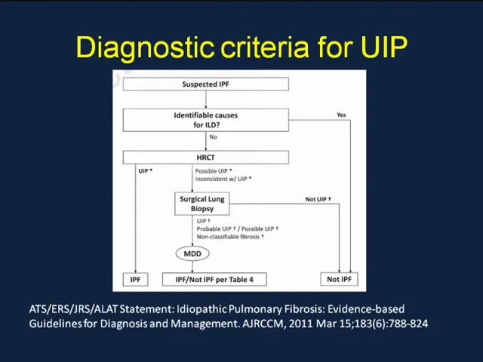So these criteria were published last year with the ATS-ERS statement on idiopathic pulmonary fibrosis. Basically, the flow chart is suspected IPF. If you have an identifiable cause, then you clearly don't have IPF. You just go into some other algorithm. If you think it is IPF, the next critical thing is HRCT, and our task as radiologists is to identify whether the CT pattern represents the UIP pattern, in which case the patient receives a diagnosis of IPF, or whether it's possible or inconsistent, in which case the patient receives a lung biopsy and multidisciplinary diagnosis. So this is the language we should use: UIP pattern, possible UIP, inconsistent with UIP. And we'll go through the criteria for each of these.